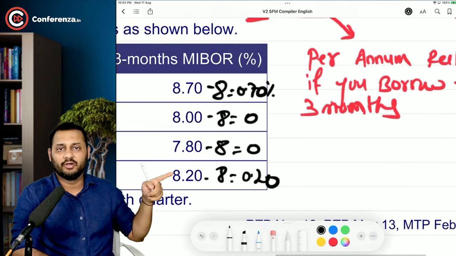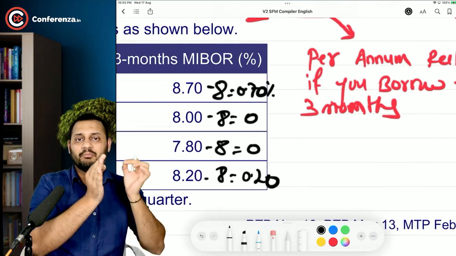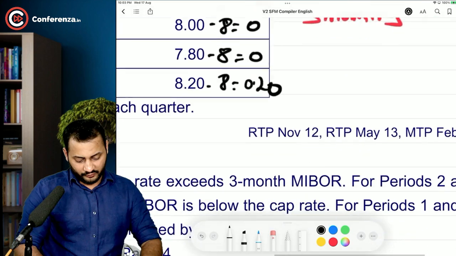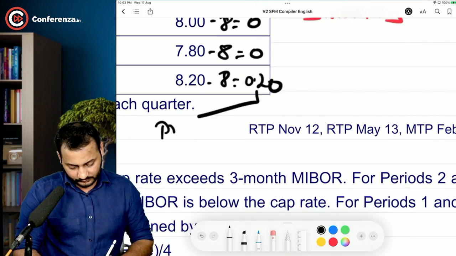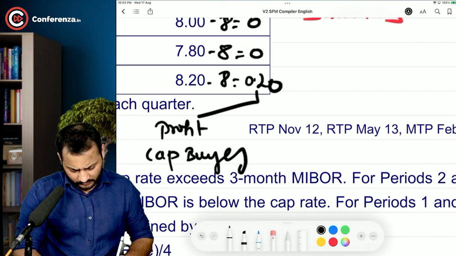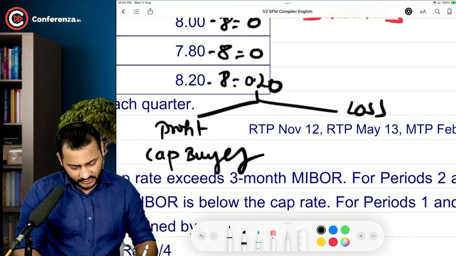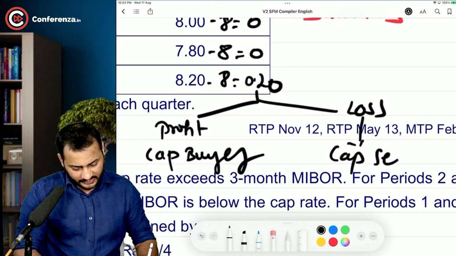So there are only two payoffs for the cap buyer. This is the profit to the cap buyer, and this is the loss to the cap seller.